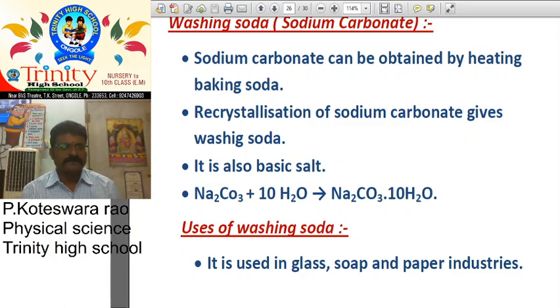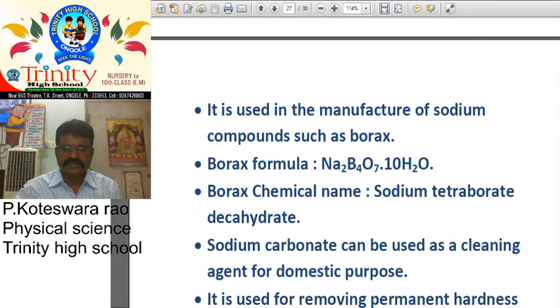Soap consists of so many acids, and it also consists of some washing soda. After that, the paper industries. In paper industries also, we use washing soda. And what about the next use?